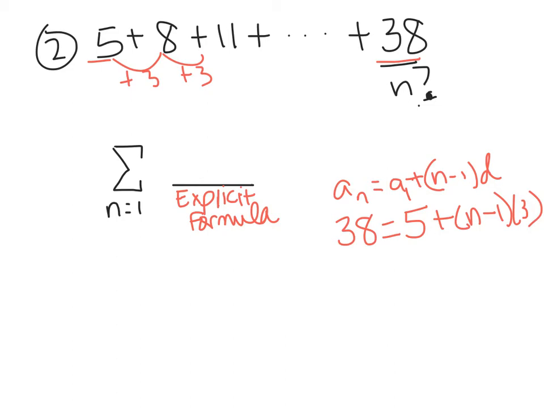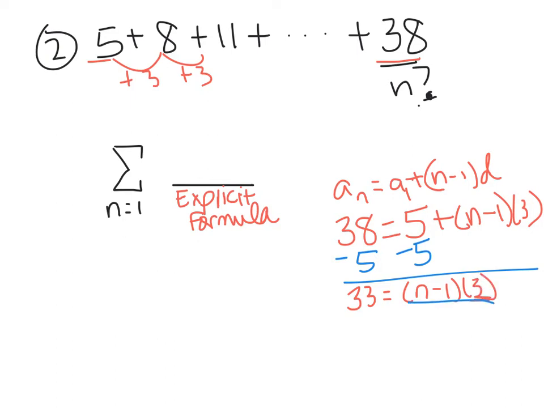Be careful. A lot of you guys with order of operations start moving things around the wrong way. You want to make sure you subtract the 5 off first, because we're trying to solve for n. You are going to get 33 is equal to n minus 1 times 3. You don't need to multiply this 3 in. You can just divide it, because it's times this whole side. And then you're going to end up with 11 equals n minus 1. Add the 1, and n equals 12. So your upper limit's going to be 12.